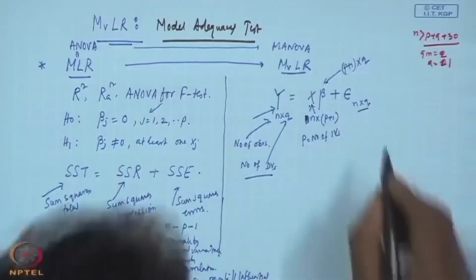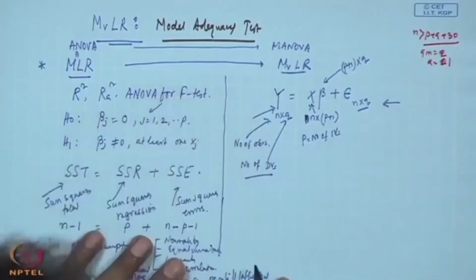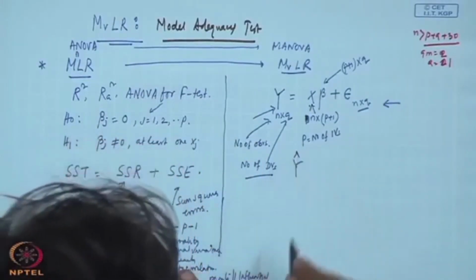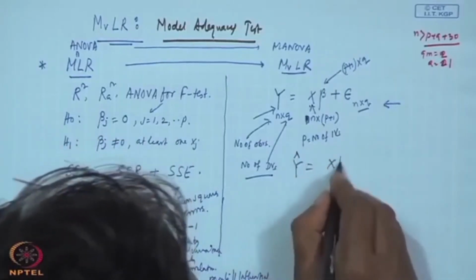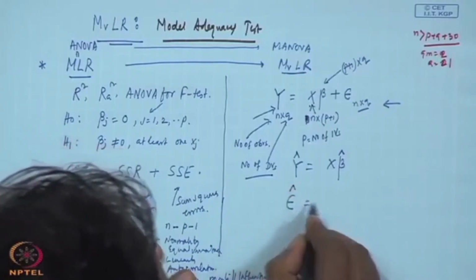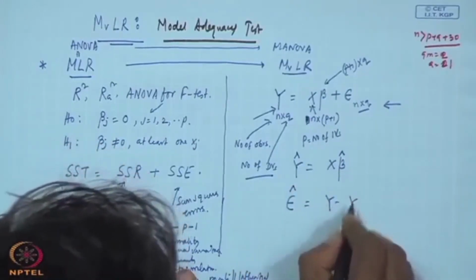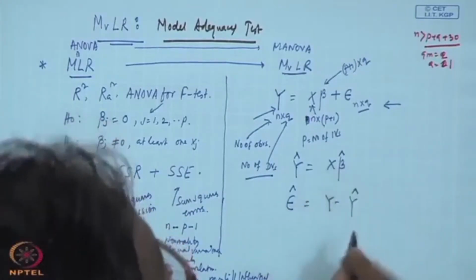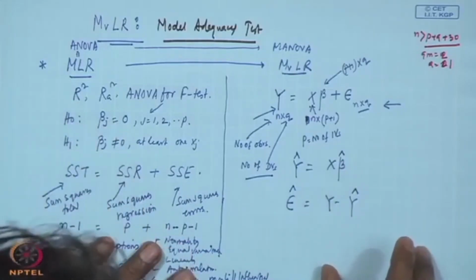Okay. So, this equation we will be using, and once you have estimated that Y hat, this is your X beta hat, and also we know that epsilon hat is Y minus Y hat. These are the few things we have discussed earlier, and these things will be required.